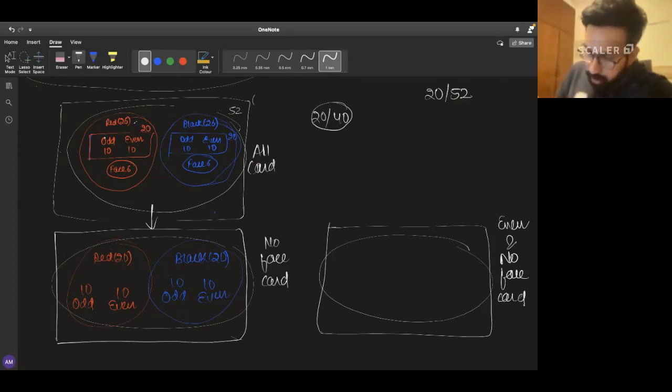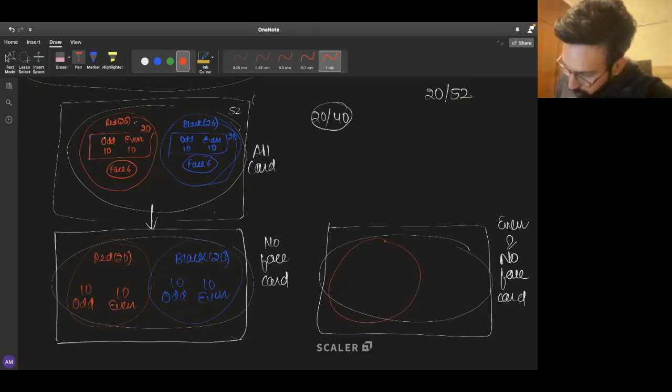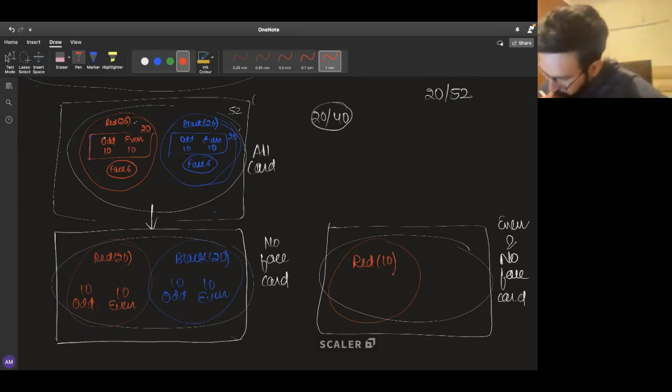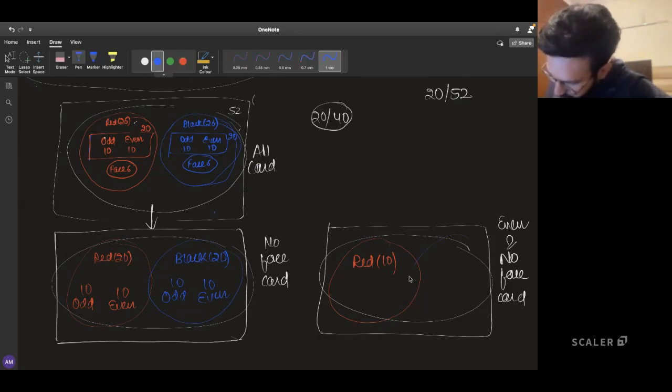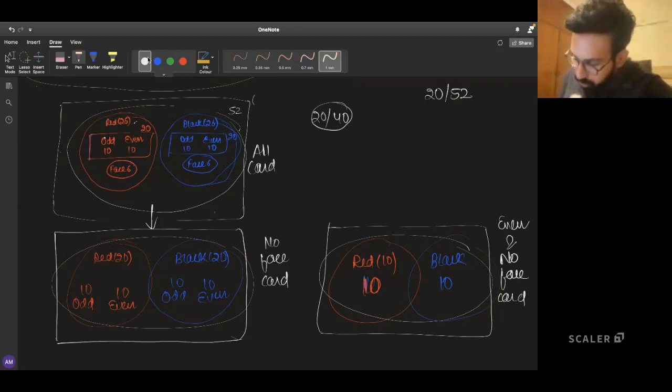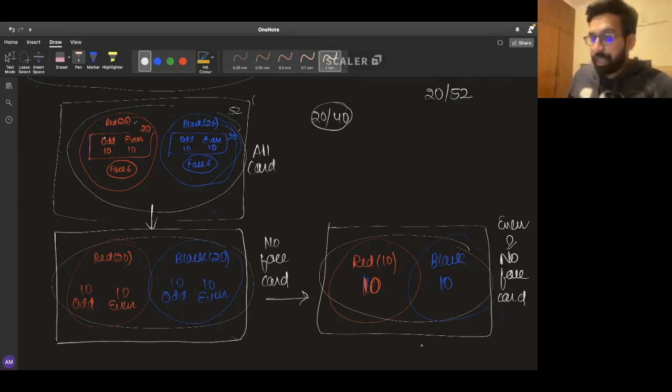Okay, here you'll have red equals to 10, right? Wait, black also 10. Black also 10. So this was 10 and this was 10, right? So this is what my transition is. ये तो clear है, right? This part is clear.